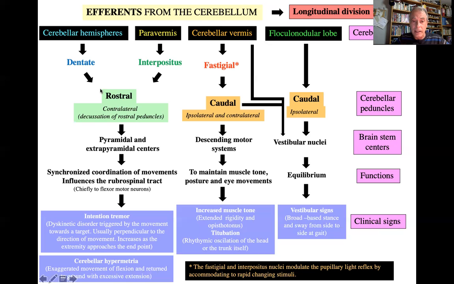They cross the midline at the decussation of the rostral cerebellar peduncles, and they go to the prosencephalic centers, pyramidal and extrapyramidal centers, and also to other areas, but also involved in controlling the voluntary movement. It is important for synchronized coordination of the movements. So a lesion here may end up with intention tremor, okay, this dyskinetic disorder, and cerebellar hypermetria, an exaggerated movement of flexion and return to ground with an excessive extension of the limbs.